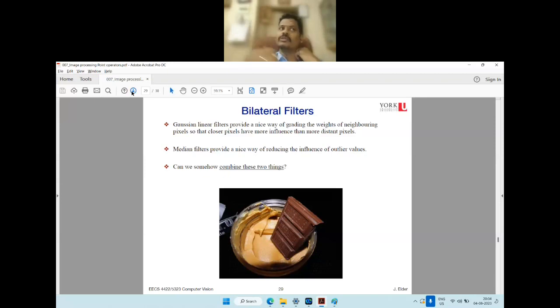Outliers means, suppose you have a neighborhood with values like 4, 5, 7, 9, and one more pixel as 125. This 125 is treated as an outlier, and this 125 will be replaced with the median value. That is the duty of median filters: reducing the influence of outliers. Are you getting my point? Please get the difference between the Gaussian linear filter and the median filter.